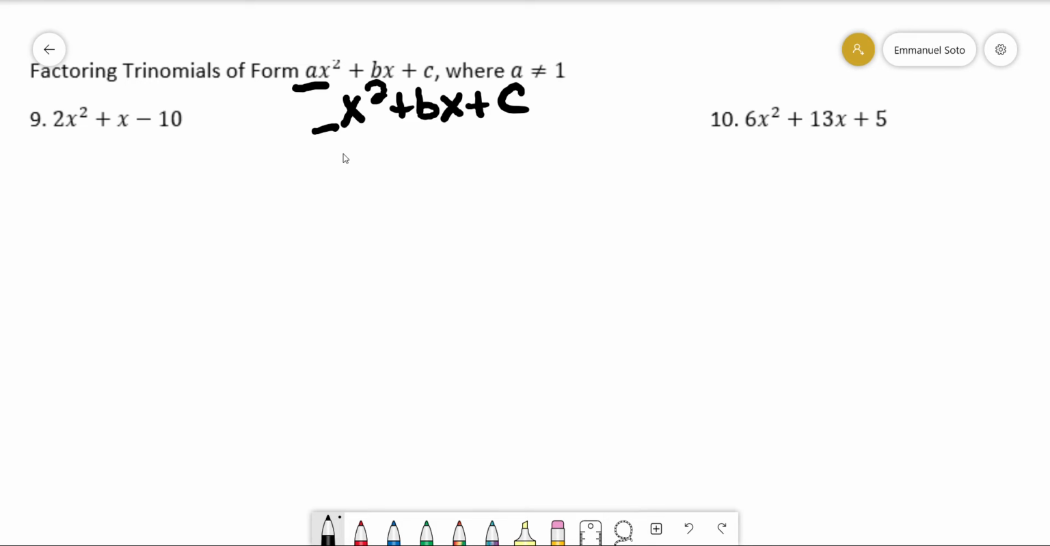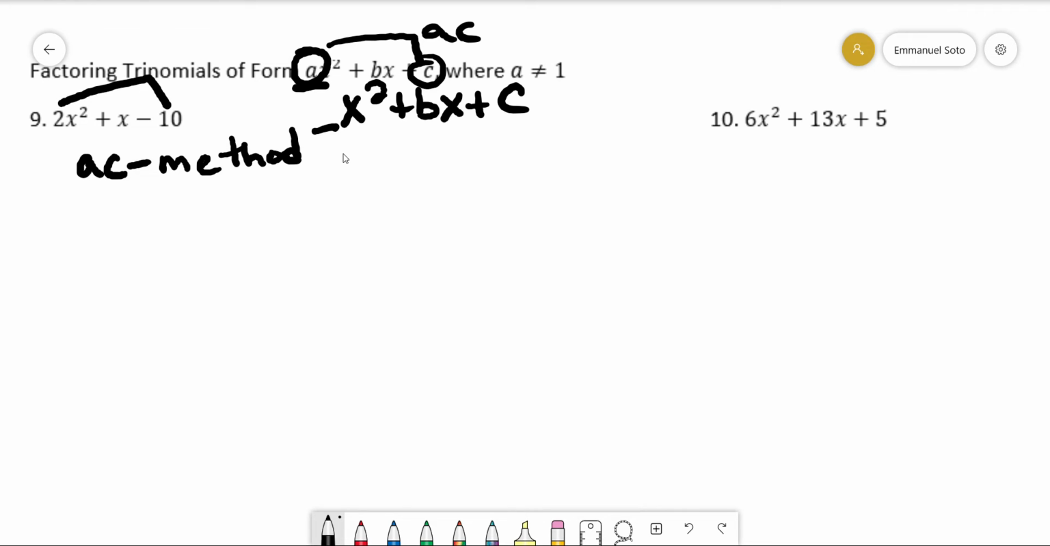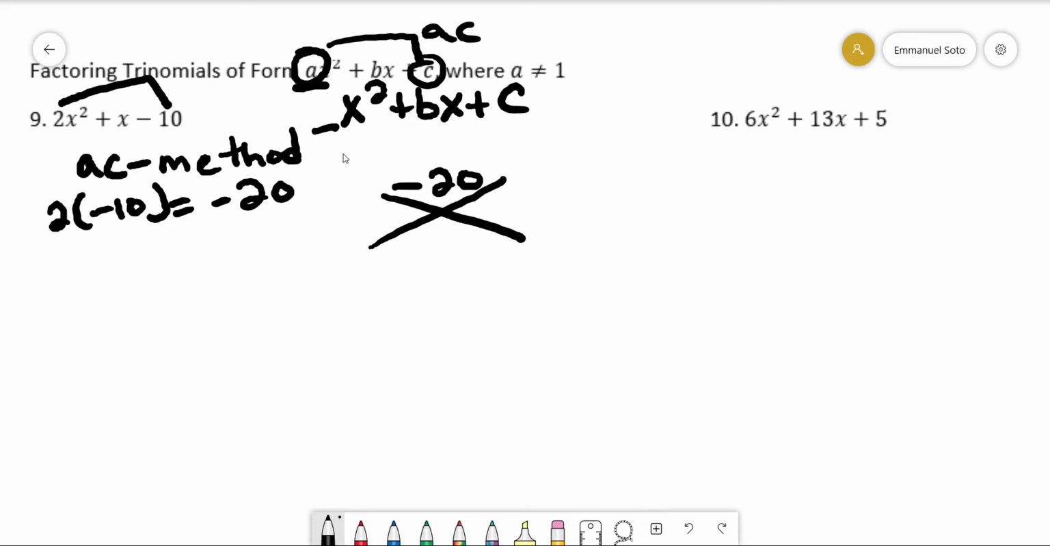In this case you're going to use the AC method. So you basically multiply your a and your c together. So we have 2 times negative 10. Alright, so 2 times negative 10 is equal to negative 20. And then you find the factors of negative 20 that add up to positive 1. Which in this case should be 5 and negative 4.